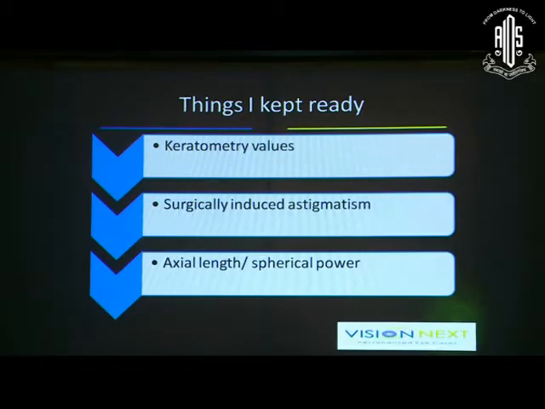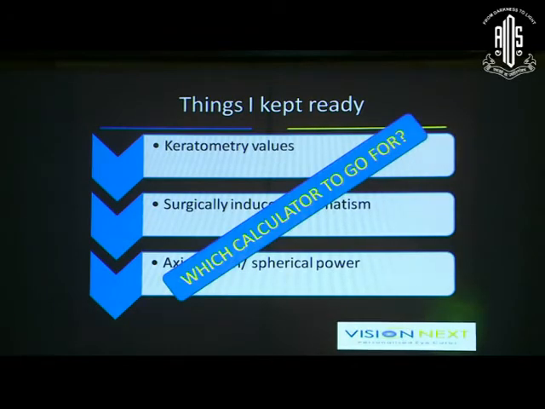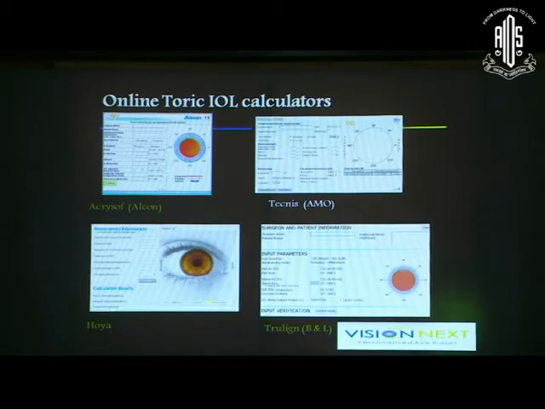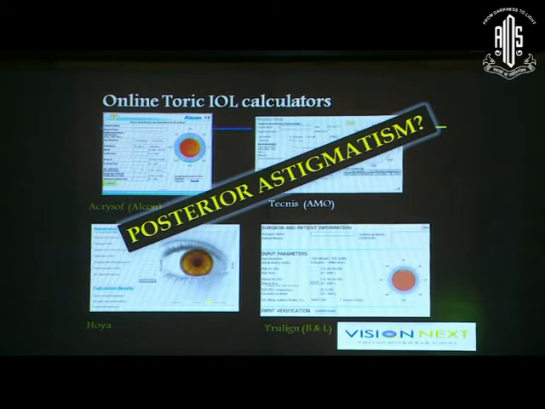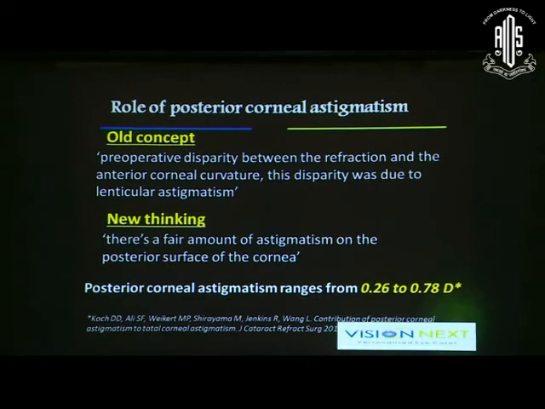So am I ready to go ahead with a toric IOL? Then the second question is, which toric calculator should I go for? There are multiple toric calculators available online. What should I go for? These are some of the toric calculators that are available online, but are they taking into consideration posterior astigmatism? Is this really important? Well, yes.